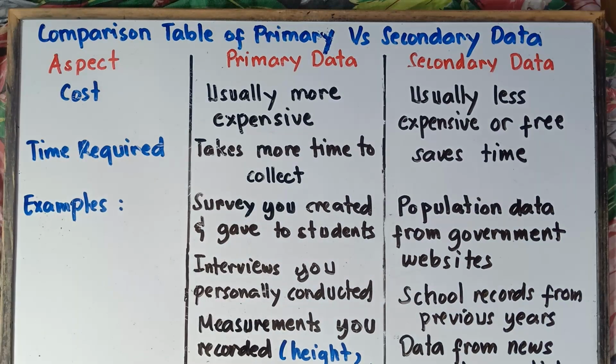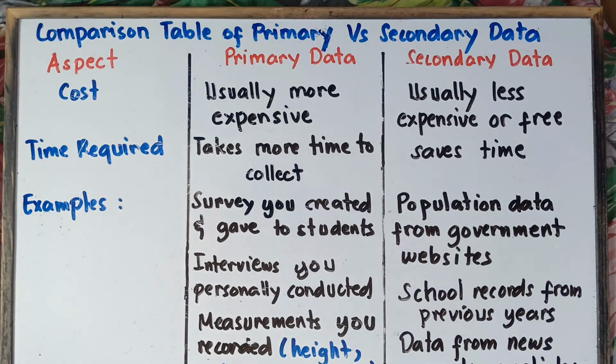Let's proceed now to time required. Of course, class, for time required, primary data takes more time to collect. And then secondary data saves time. Of course, class, it's easy for us to get existing data because you can have that on the internet. Those data on the internet are what we call secondary data. Alright, so let's proceed now to the examples.